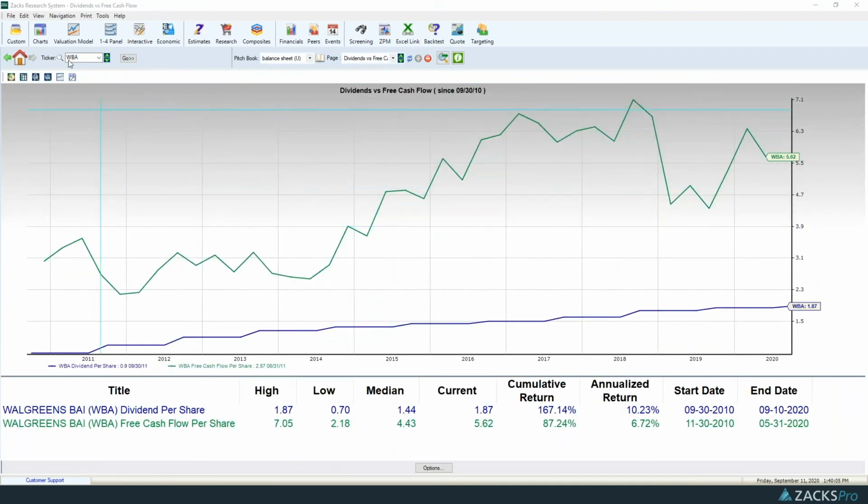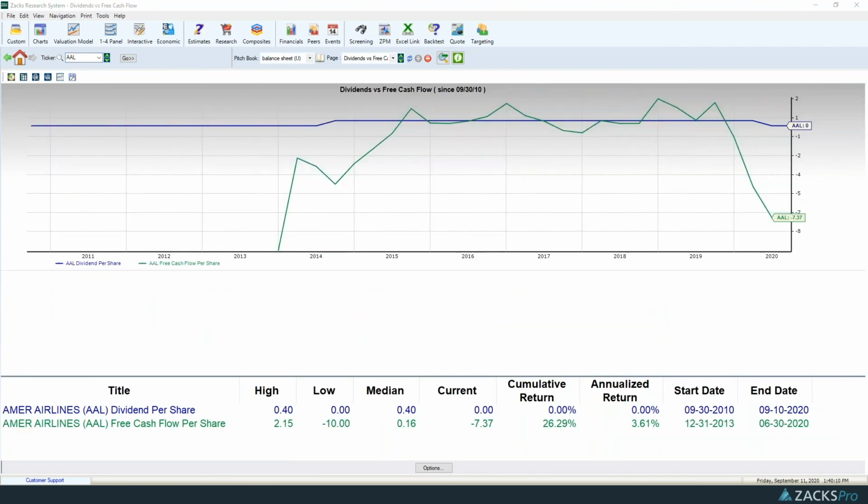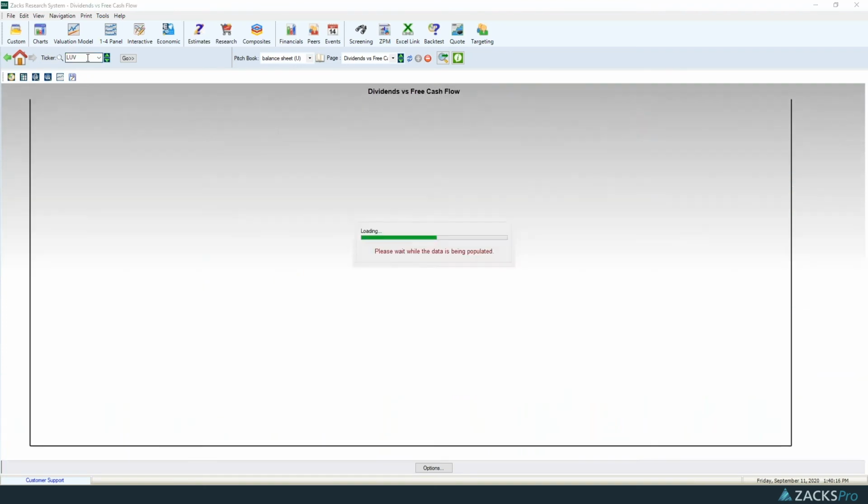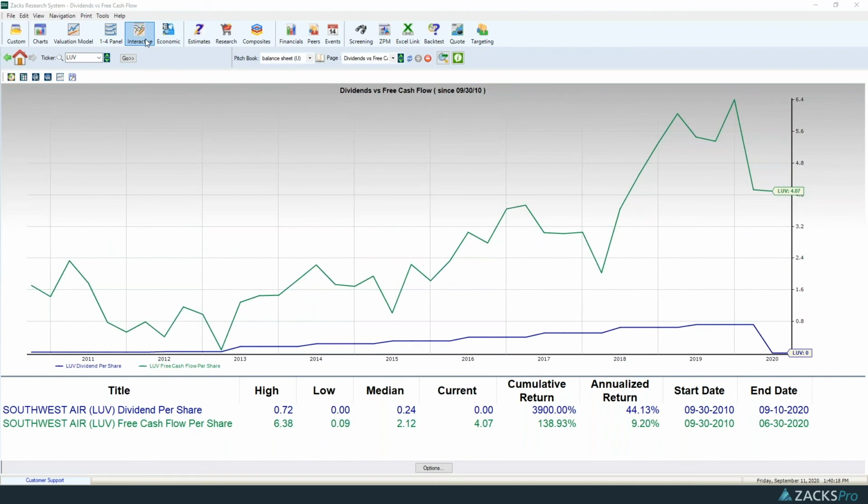So if you want to see this, again, if I go back to airlines, you can see that that was a really bad picture versus Southwest. So this is a chart that I created within the interactive chart. So if you'd like some assistance on building that, I'd be happy to walk you through that.